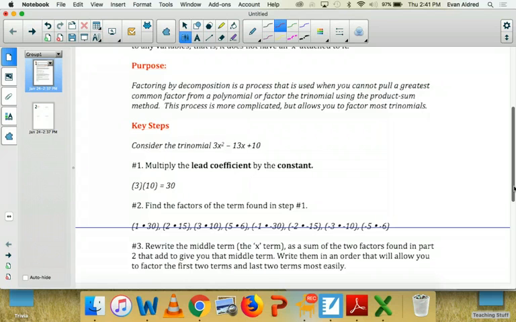So if we consider the trinomial 3x squared minus 13x plus 10, it's important to remember these definitions that we looked at the top of the reference guide. So the 3 in front of the x squared is our lead coefficient. The 10, which appears at the end, doesn't have a variable attached to it, meaning there's no x. That's our constant. And you'll notice with decomposition that there's always a sequence of steps that you follow, and that sequence of steps will not change. The numbers may change, the variables may change, but you always solve decomposition problems in the same way.